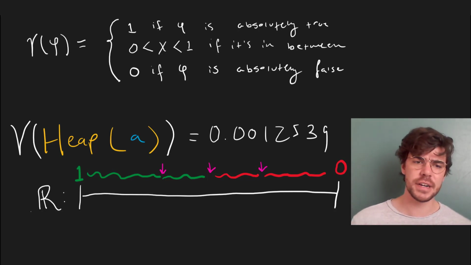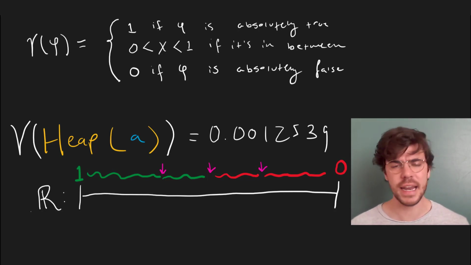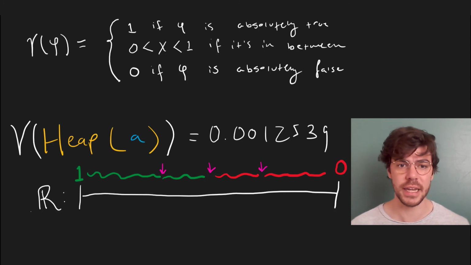So there remains this very deep problem in terms of our analysis of how vagueness works in natural language, and fuzzy logic, while it's a very powerful tool, still presents us with some serious problems.